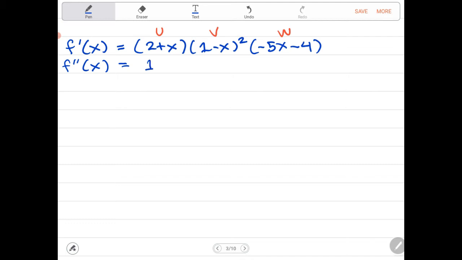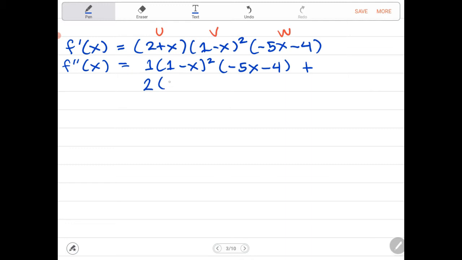Copy the remaining terms, the v and the w. 1 minus x squared, or sorry, 1 minus x, quantity squared, then minus 5x minus 4, or negative 5x minus 4. Okay? Next, derivative of v. So plus, derivative of v is, dito na natin sa baba, para at least one line only.